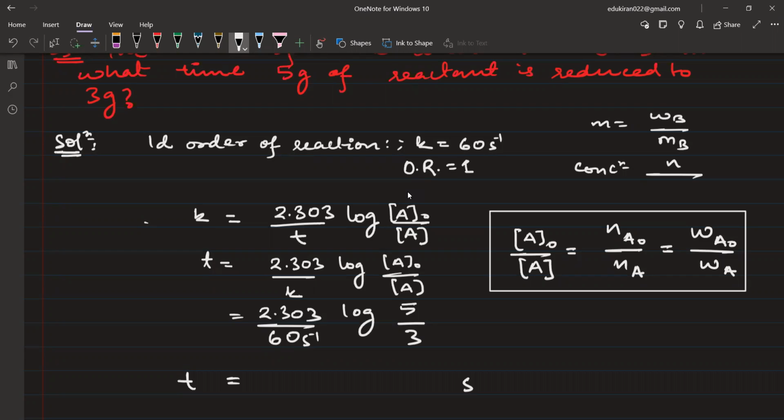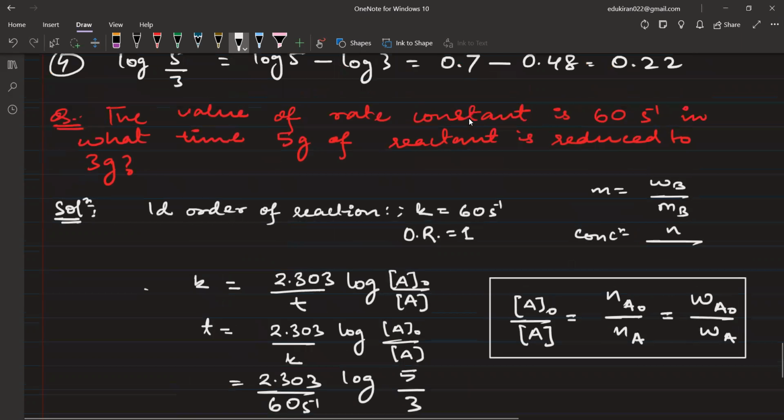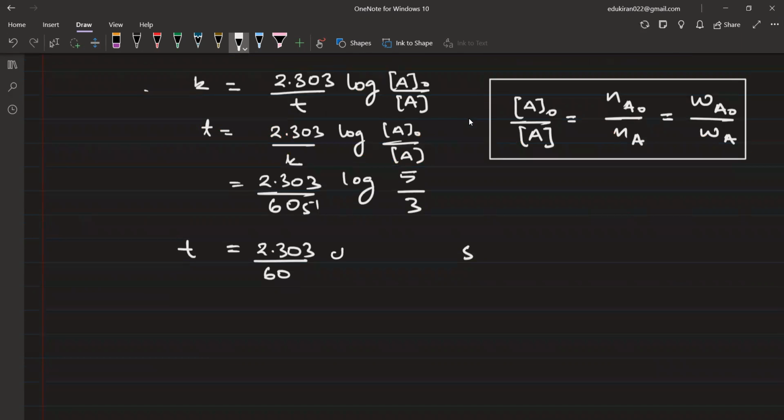Yeah, that is correct. So you'll get this as 2.303 divided by 0.0, like all of these are fine, divided by 60. And the log value you have just calculated now, 5.3, how much did you get? 0.22. You will get this answer exactly as 8.51 into 10 to the power minus 3.